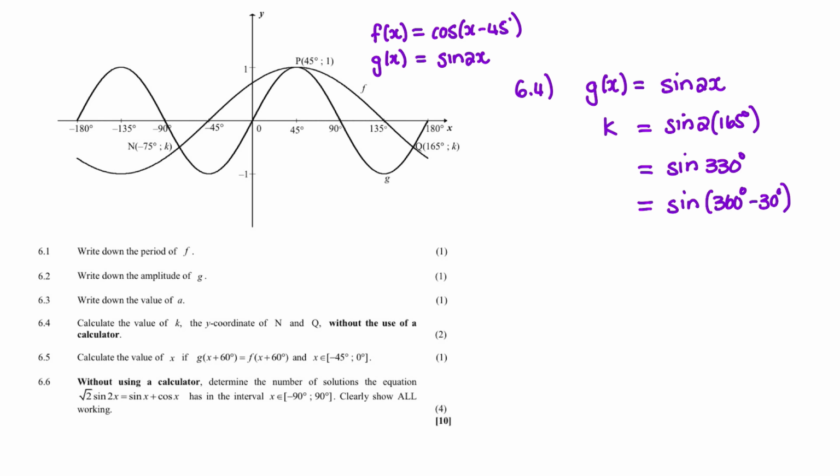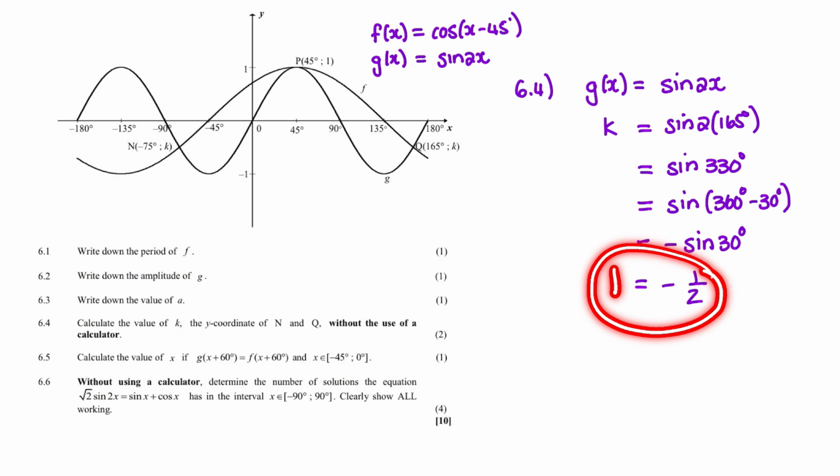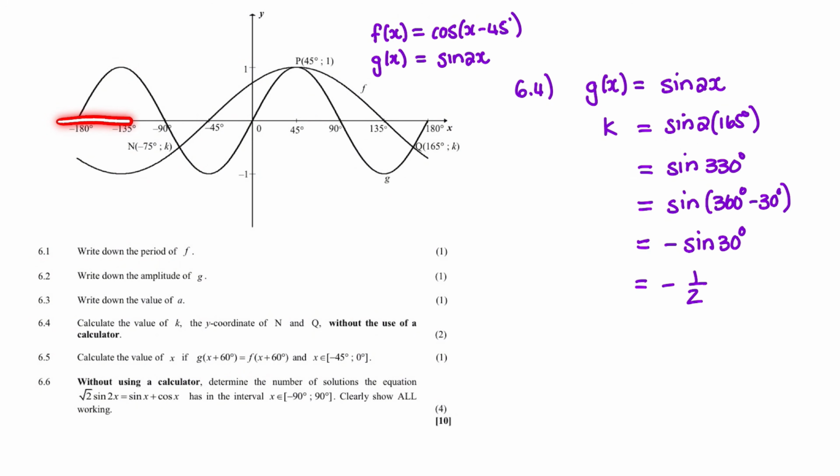And this places me in the fourth quadrant in terms of our reductions. And we know that sine is negative in the fourth quadrant. So it's negative sine of 30 degrees. And the sine of 30 is equal to a half. So can you see that the k value is negative a half? And that looks right because if I look at my x-axis, k is below the x-axis, so I know the value must be negative.